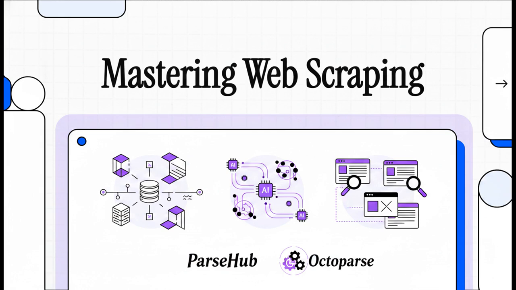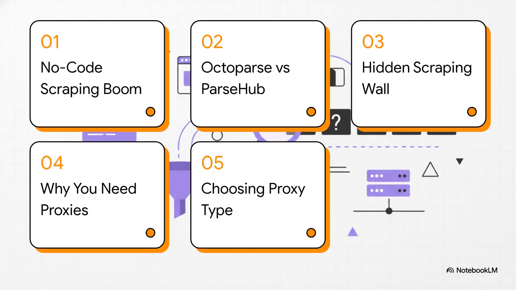But here's the thing. Nobody actually wants to sit around writing complex code to get it anymore. And that is exactly why we're seeing this massive surge in no-code web scraping tools. So today, we're going to take a hard look at the two absolute biggest players on the market, ParseHub and Octoparse, and uncover the secret infrastructure you actually need to make them work at scale. Okay, let's dive into this.